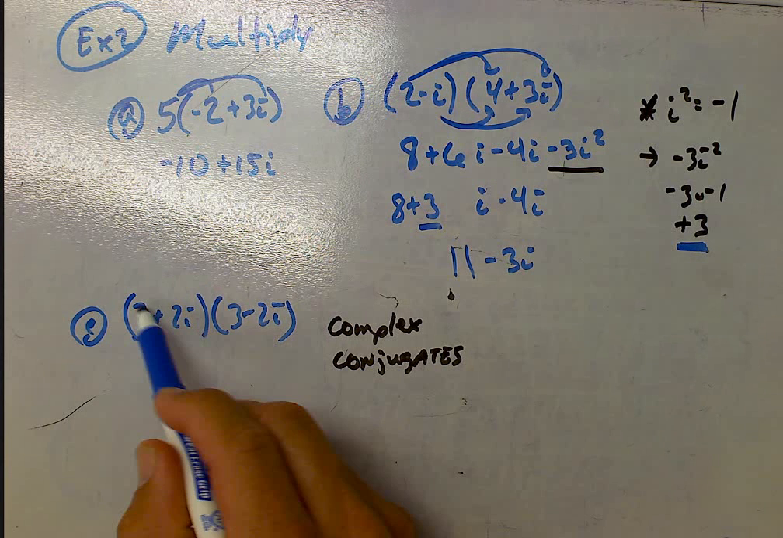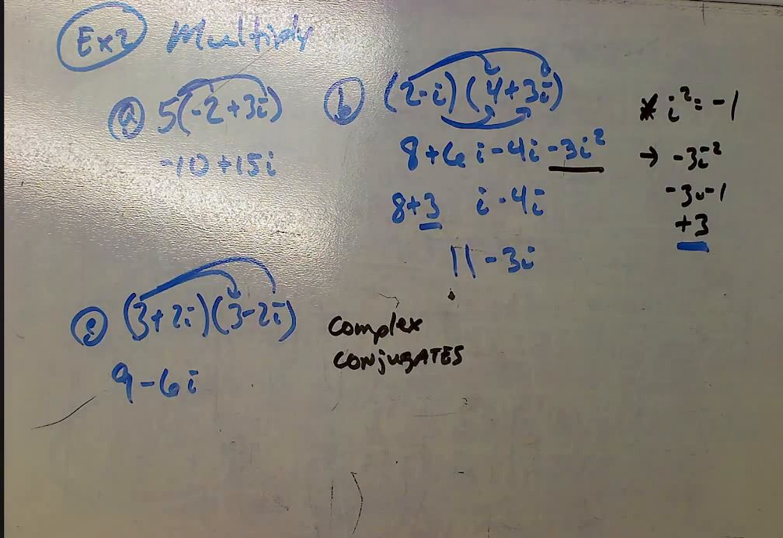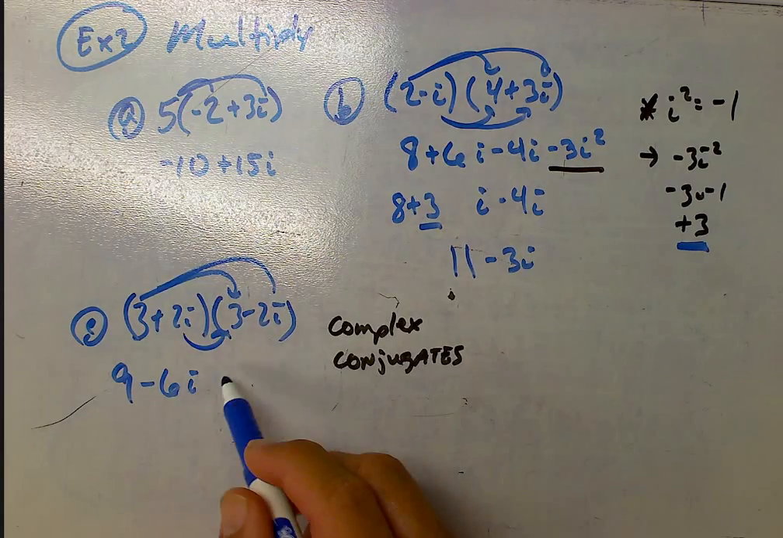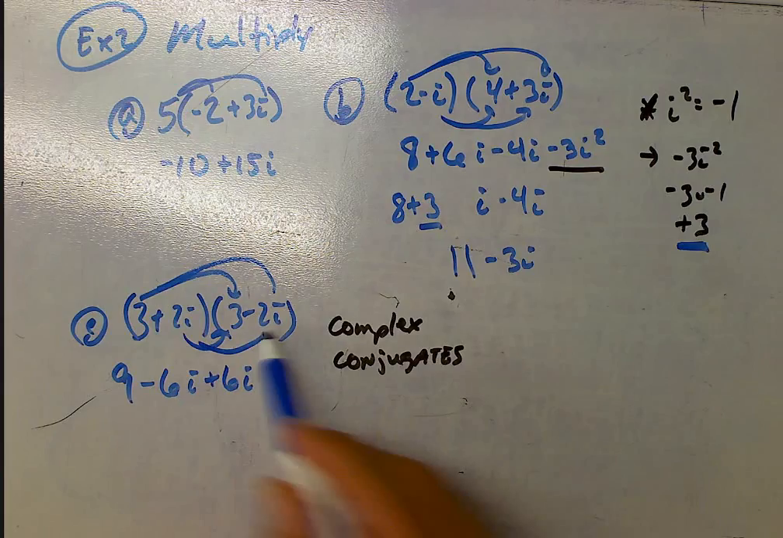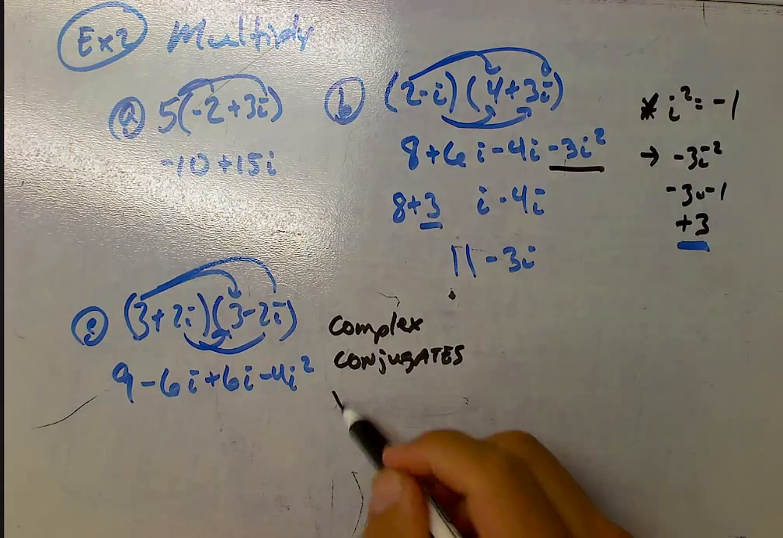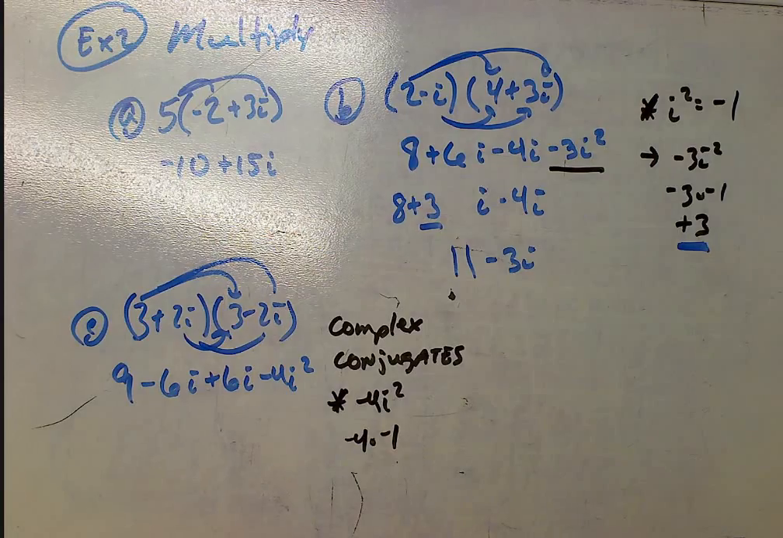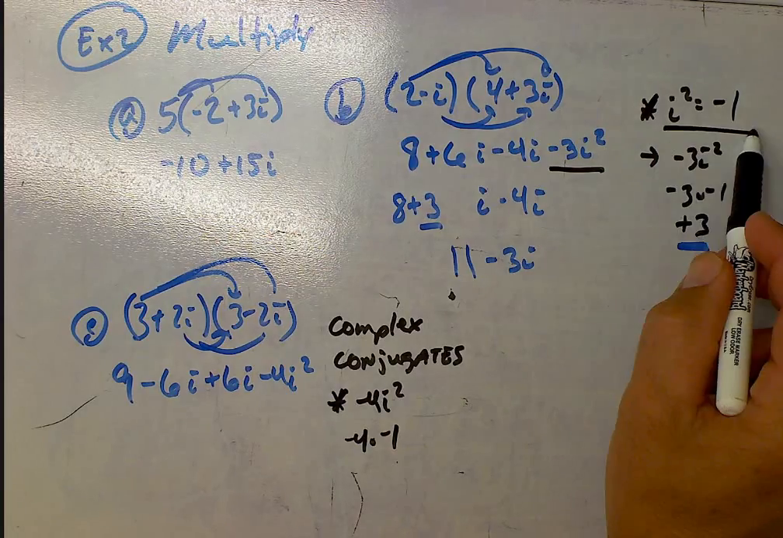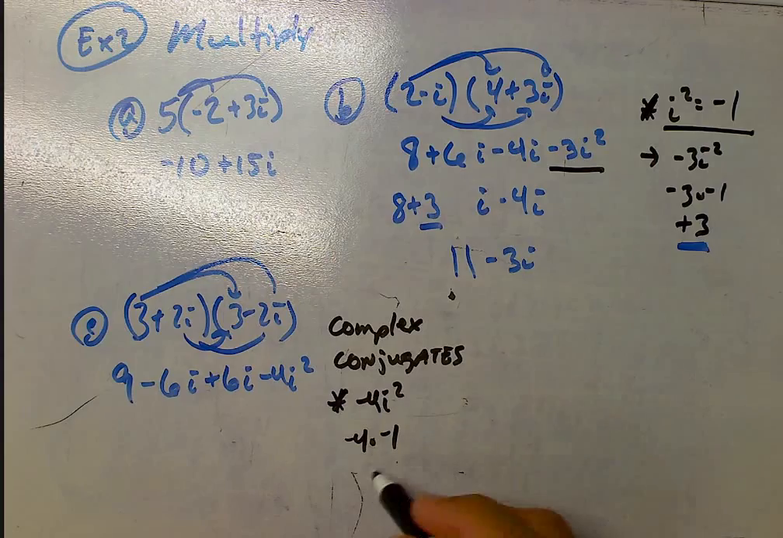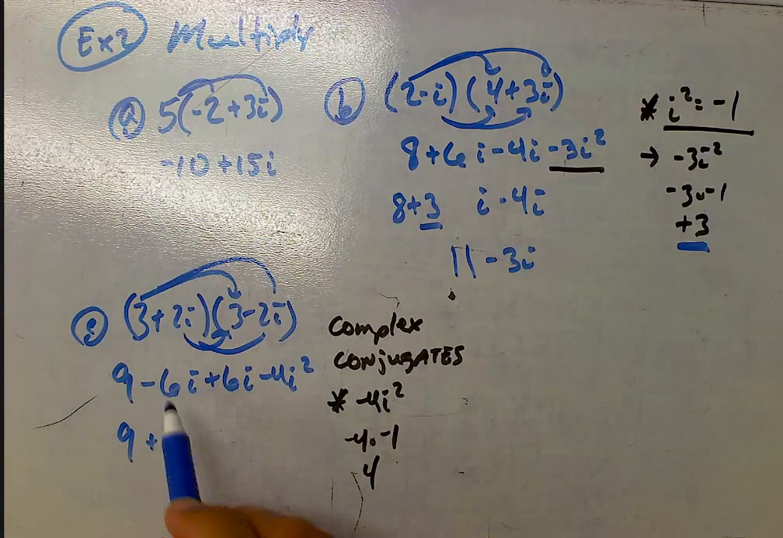3 times 3 is 9. 3 times negative 2i is negative 6i. 2i times 3 is 6i. And negative 2i times 2i is negative 4i squared. Again, recall that negative 4i squared is the same as negative 4 times negative 1, because i squared was negative 1. Negative 4 times negative 1 is 4. So this would be 9. The negative 4i squared would be plus 4. These two are opposites, they cancel out, and I'm left with 13.